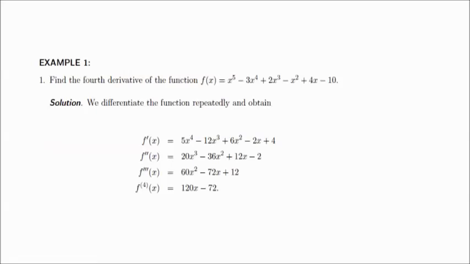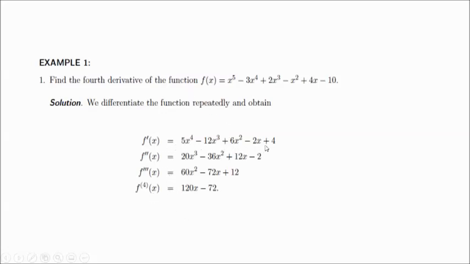Okay. Example. So find the fourth derivative of the function. So this is a polynomial function. So solution, differentiate the function repeatedly. Okay? So if it's the fourth derivative, it means this: differentiate this, then differentiate again, differentiate, until you get what is being asked.